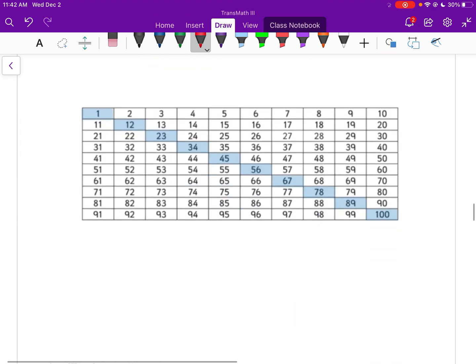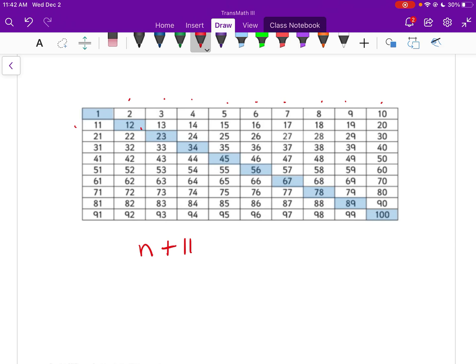Okay, so on this one now, we got our number, and we have to figure out what we're adding to get to that next one. So 1, 2, 3, 4, 5, 6, 7, 8, 9, 10, 11 to get to that next value. So in this case, it would be N plus 11.